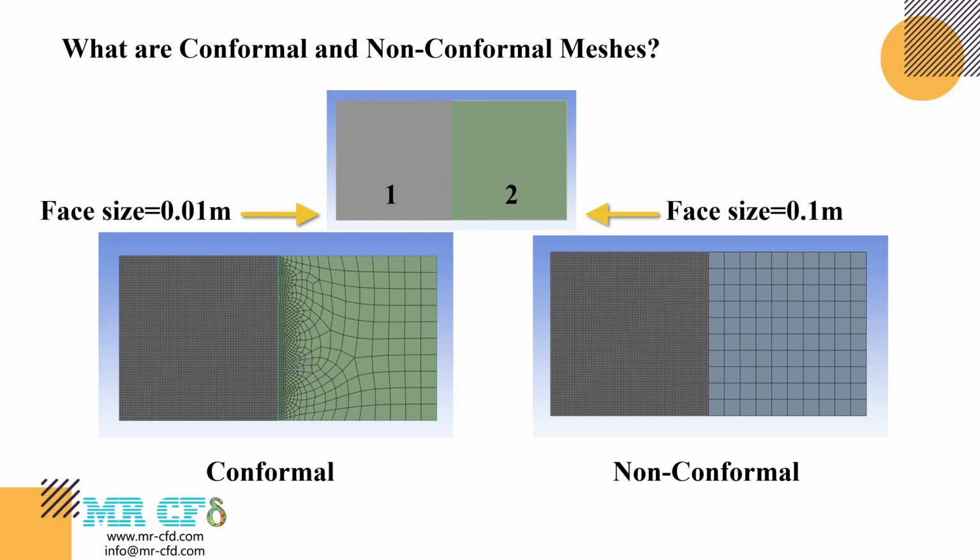During simulation, Fluent handles this non-matching boundary through interpolation algorithms. Each approach offers distinct advantages. Conformal meshes typically provide higher accuracy at interfaces, but require more complex meshing techniques, while non-conformal meshes simplify the meshing process and are particularly useful for sliding interfaces, rotating components, or when preserving specific mesh characteristics in different domains is essential.